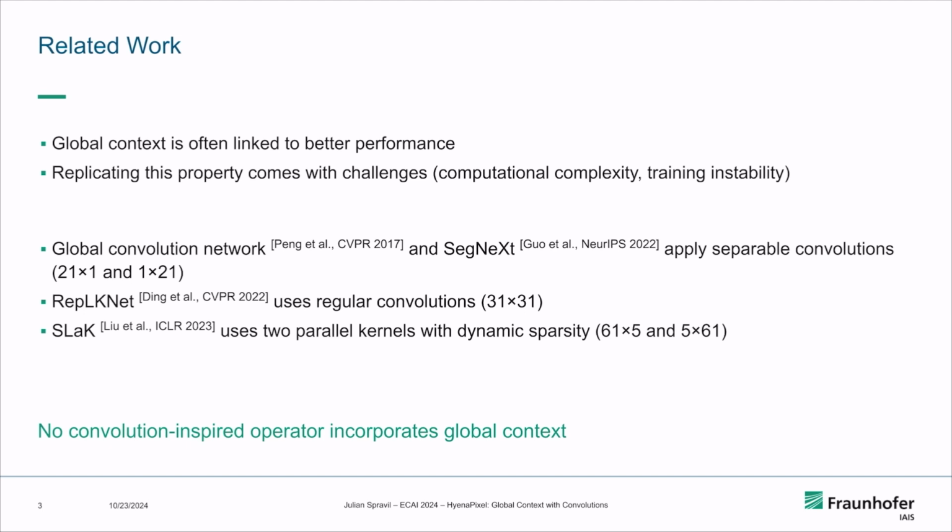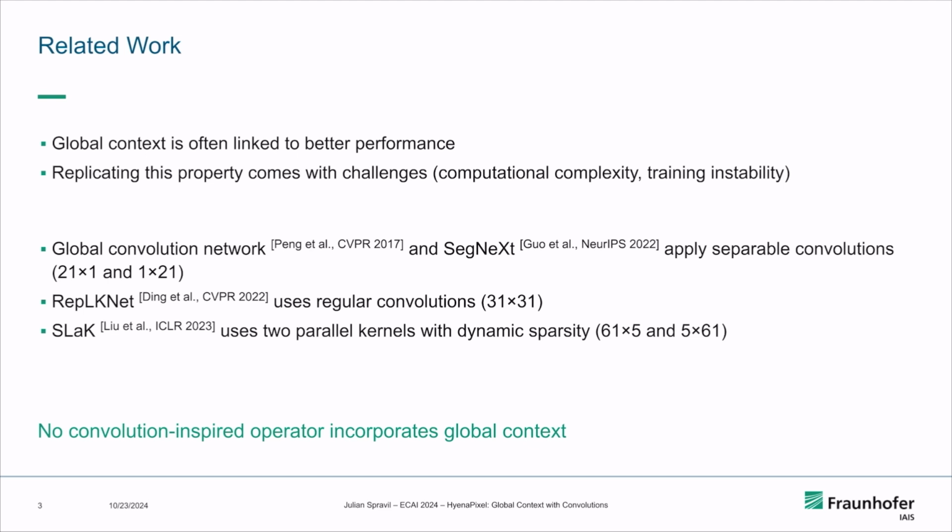However, not even the last method, SLaK, fulfills the property of global context. Maybe at the center evaluation position we have global context, but once we move this large kernel to the borders or corners of the feature map, some part of the feature map will not be covered by the filter.